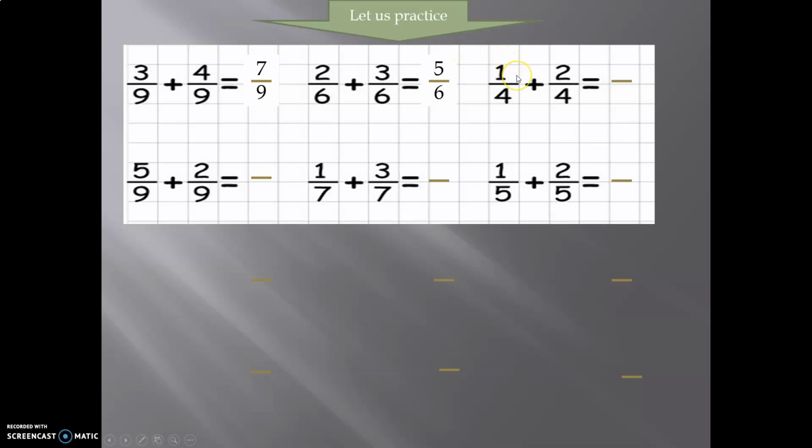Let's come to the next example. 1 out of 4 plus 2 out of 4. Easy. Like fractions, it means my denominator in the answer should be the same. And 1 plus 2 is 3. So it is 3 out of 4. Now you can stop my video and start to solve the 3 other examples by yourself. Then check your answer against my answers.